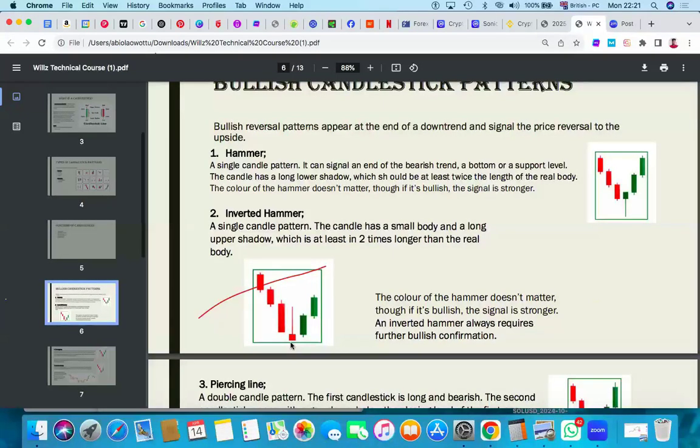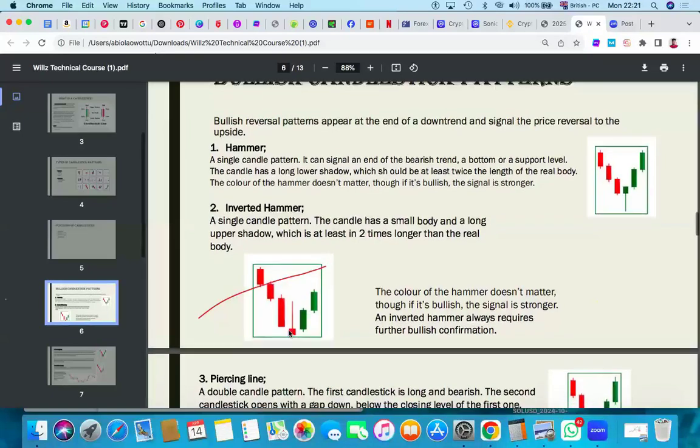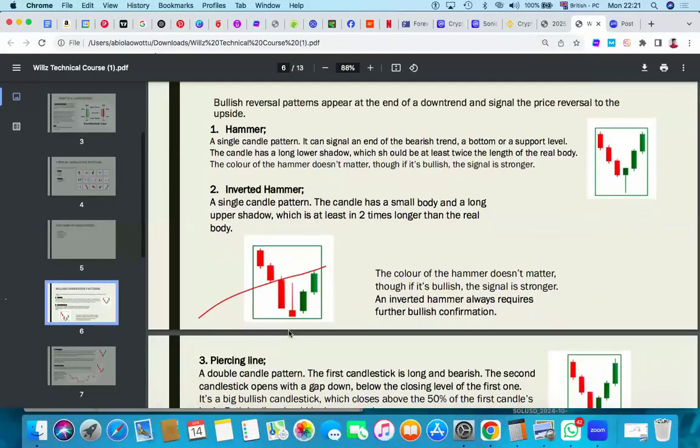So it's the same thing. The inverted hammer's body is always smaller, and the wick is always twice the body. And when it's bearish, it's signifying a strong trend, right?